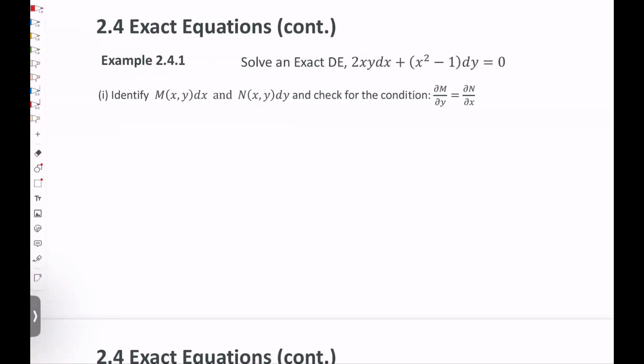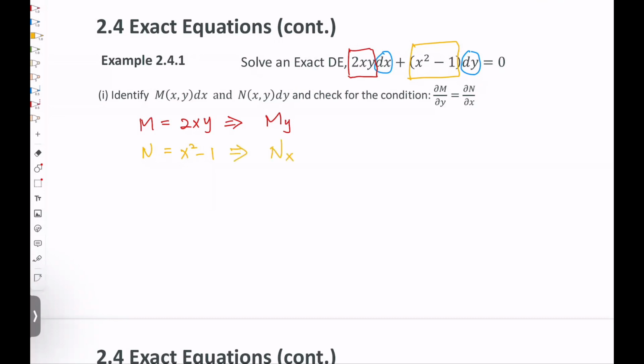So you are given 2xy dx plus (x squared minus 1) dy equals 0. In front of dx, we're going to let that equal M. So it's basically alphabetical order, x before y, and we have M before N in front of dy. It's going to be N. Then for M, we're going to differentiate in terms of y. For N, in terms of x.